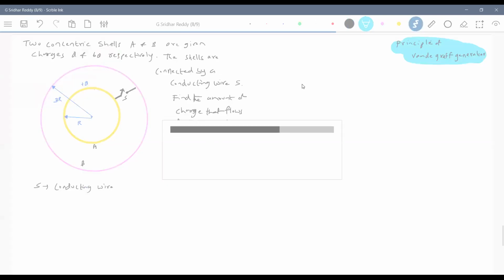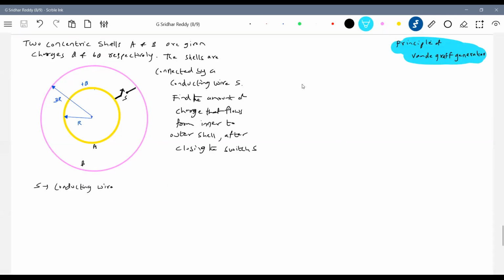Okay, now what do you expect? The charges given are Q and 6Q. Just a general question: which charge is more? 6Q is more than Q, no? Then when I close the switch, what do you expect? Some charge will flow from the outer to the inner shell. How long will the charge flow? Go back to electrostatics. Positive charge will move from higher to lower potential. Similarly here also, the same thing. How long will the flow of charge occur? Till the potential of the shells becomes equal.